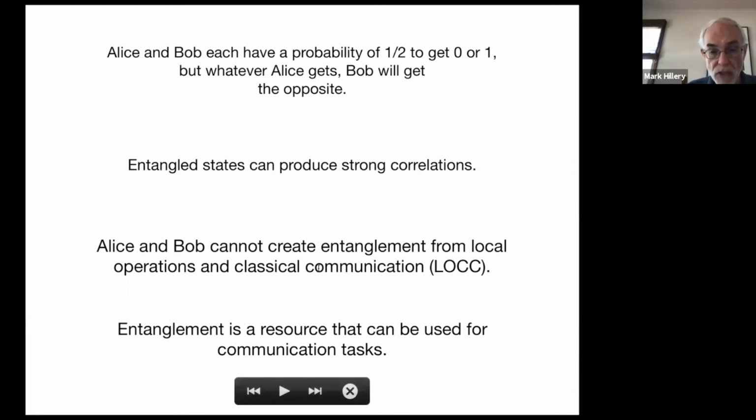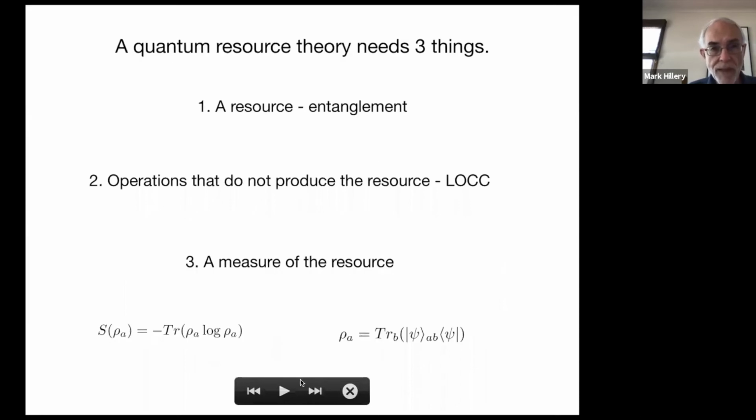Since we're calling it a resource, let's talk about quantum resource theories, and that will enter into one of the other talks that will be given on Friday by Iman Marvian, who's on the faculty at Duke University.